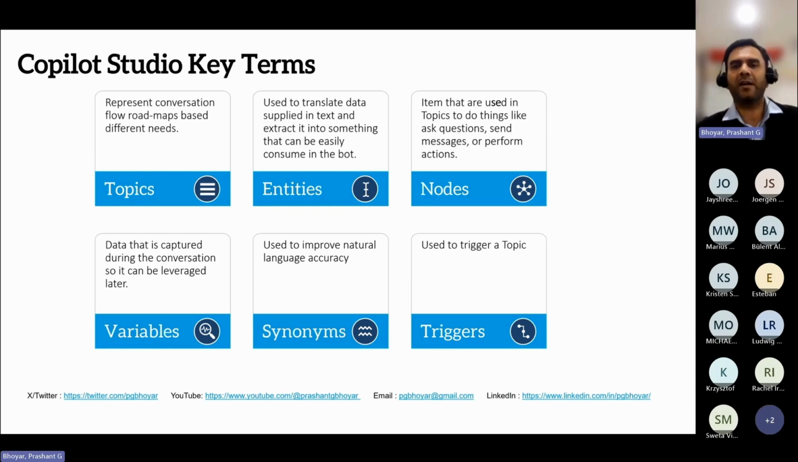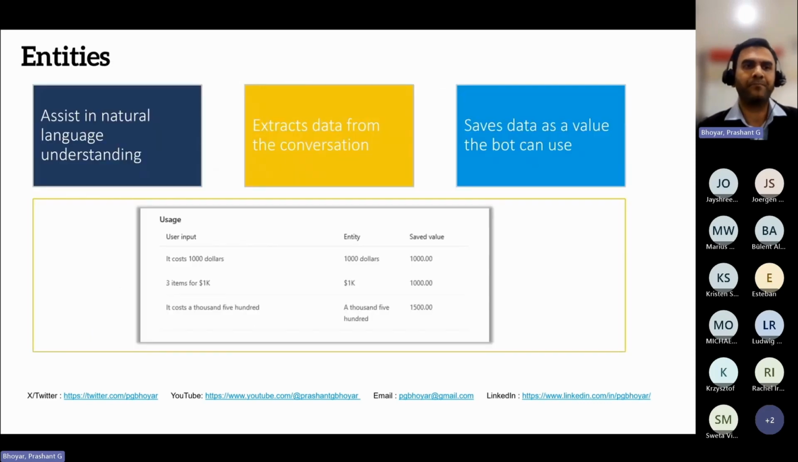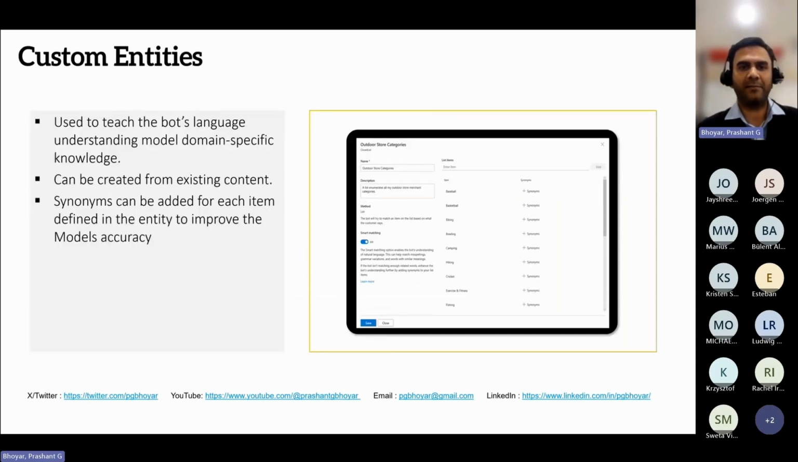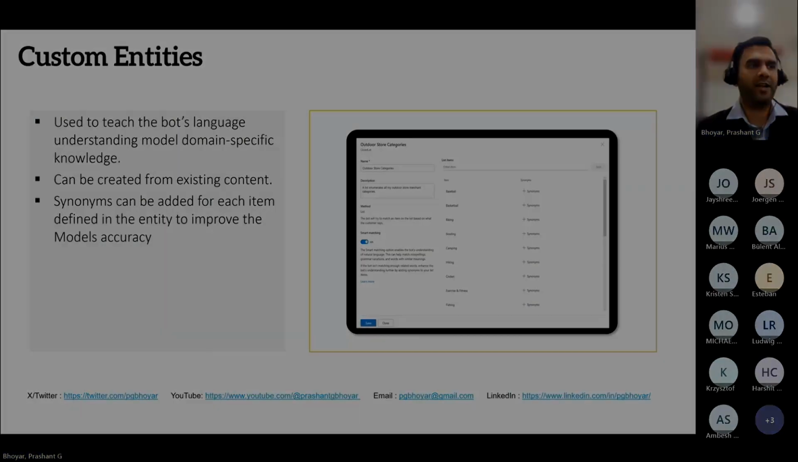Nodes connect the different topics, questions and messages. And you can use variables to capture the data during the conversation. Synonyms improve natural language accuracy, and we can use triggers to start a topic. Entities assist in natural language understanding and also help us extract the data from the conversation. We already have a lot of out-of-the-box entities, and you can create custom entities.